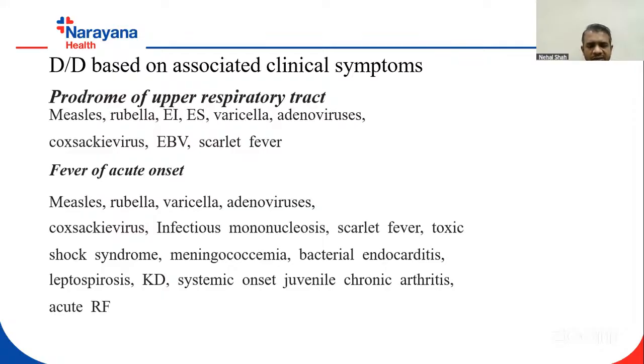Then acute onset. The fevers which are usually very high grade, 103, 104 in the first 24 to 48 hours, are usually either viral, urine infections, or malaria. The bacterial infections commonly do not cause such a high grade fever in the first or second day of the illness.